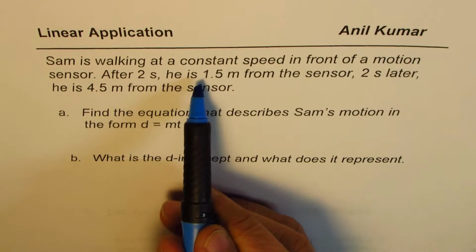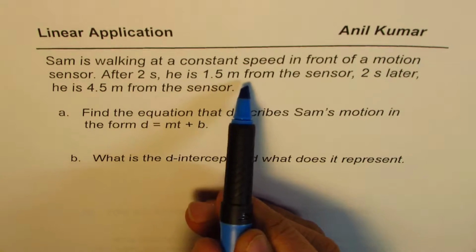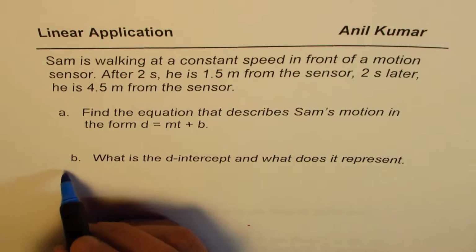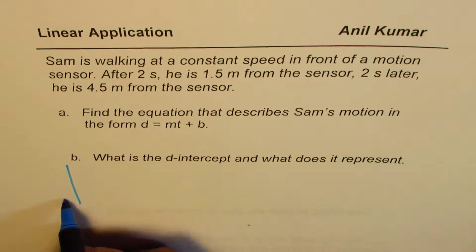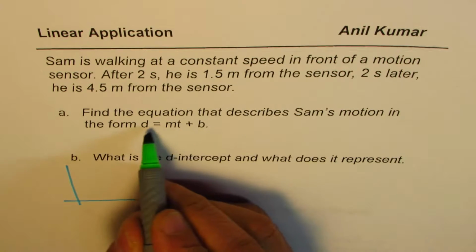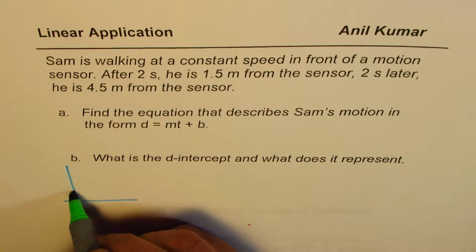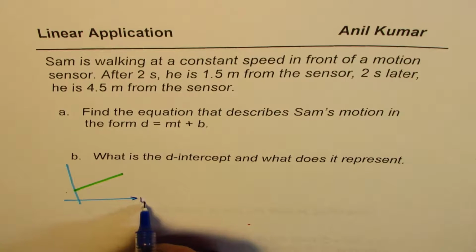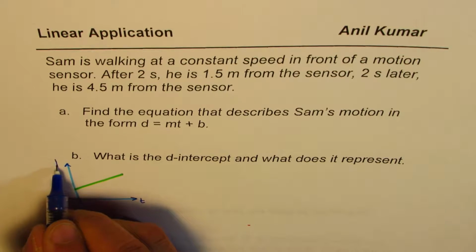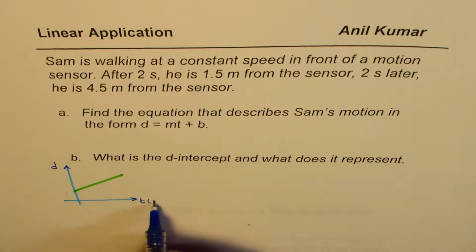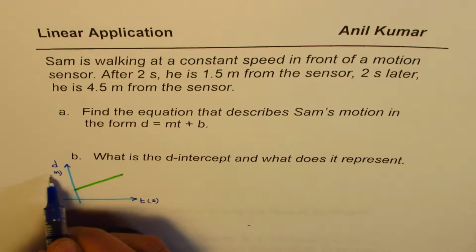So after 2 seconds, he is 1.5 meters from the sensor, and 2 seconds later, he is 4.5 meters away, right? So basically, it's a linear graph, something like this. The equation d equals mt plus b will look like this, where the independent axis will have t, and here the distance from the motion sensor. Units are seconds for time, meters for distance.